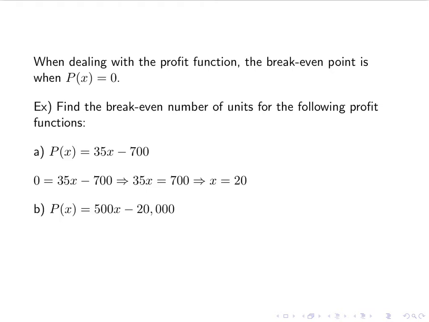How about P of x equals 500x minus 20,000? So the process is going to be the same. We set it equal to 0. We add the constant over, and then divide by the coefficient. So in this case, x equals 40.